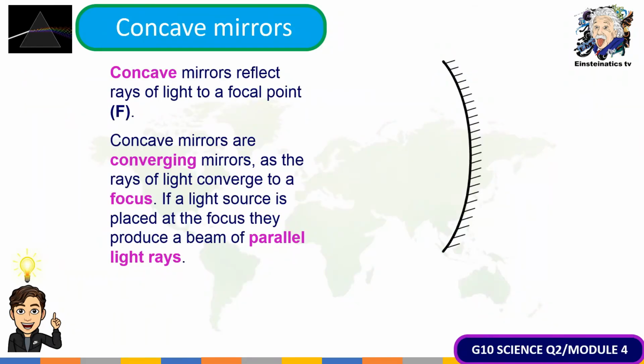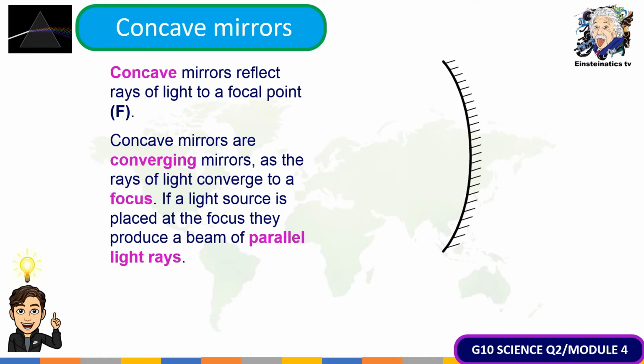Let us explore first the characteristics of concave mirrors. Now, when we talk about concave mirrors, ito yung mga type of mirrors which reflect the rays of light to a focal point. By the way, the symbol for focal point is big letter F. So, concave mirrors are converging mirrors. Ibig sabihin na yung rays of light converge to a focus, or meaning nagsasama-sama yung mga light rays.